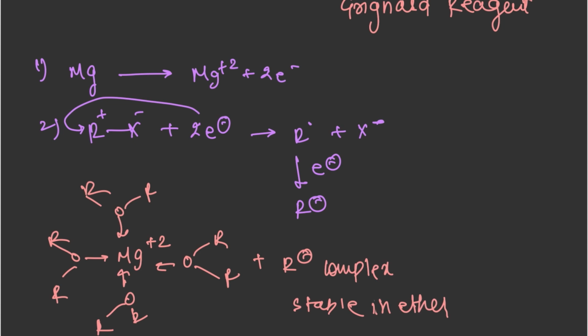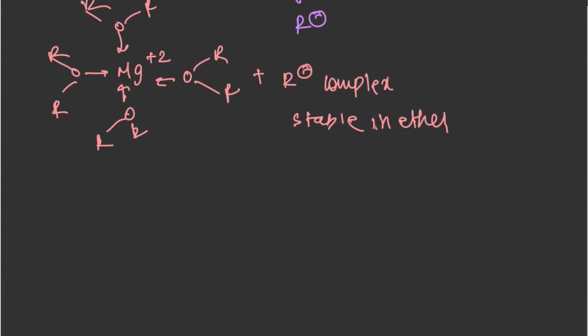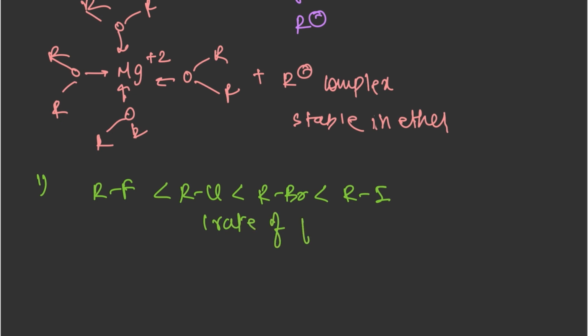Now if we talk about the rate of formation of Grignard reagent, it depends on how good the alkyl halide will leave, that will be the higher rate: RF, RCl, RBr, then RI. So it is having a good rate. This is the rate of formation of Grignard reagent.